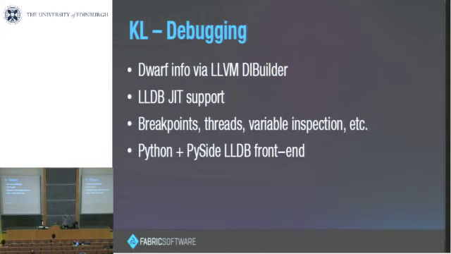Last little thing to touch on is debugging. This is not MCJIT specific, but this is something where we are benefiting hugely from what exists in LLVM. We're using LLVM's DI builder to put DWARF info into our KL code. This is also working today, and this is very exciting. In fact, last month, we, along with one of the guys from the Julia project, Keno Fischer, added JIT support to LLDB. This is working now, and it's in the head of LLDB at this point.